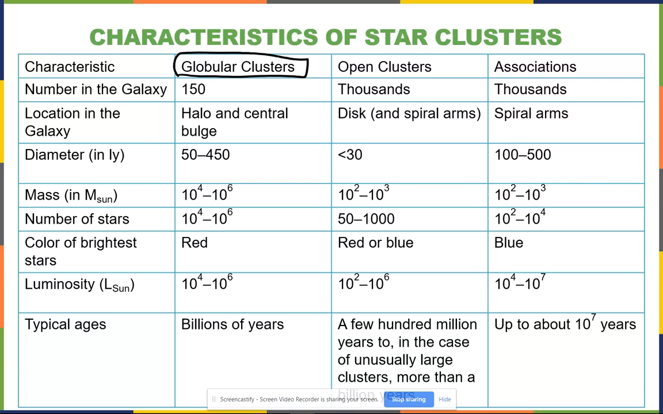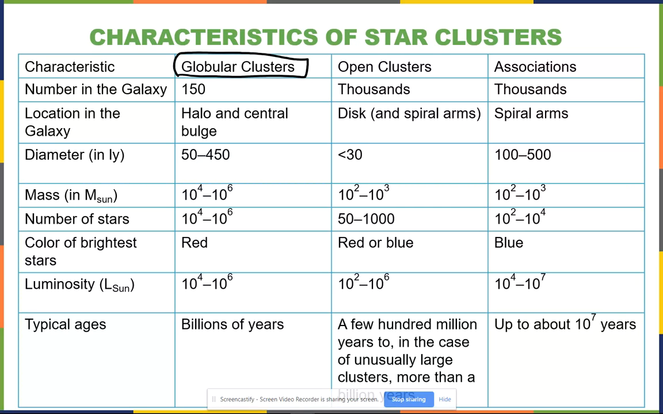Also, globular clusters can stick around for a very long time because they have so much gravity holding them together, since there are so many stars. The open clusters and associations, having less mass, are more likely to stray apart. So we don't find old ones. You notice down the bottom, the typical ages: globular clusters, billions of years, whereas open clusters a few hundred million years to, in some unusual cases, 1 billion years or so, and then associations up to 10 million years. They dissipate. You might still have stars that were originally part of an open cluster or association, but you just don't know anymore. They look like they're isolated.